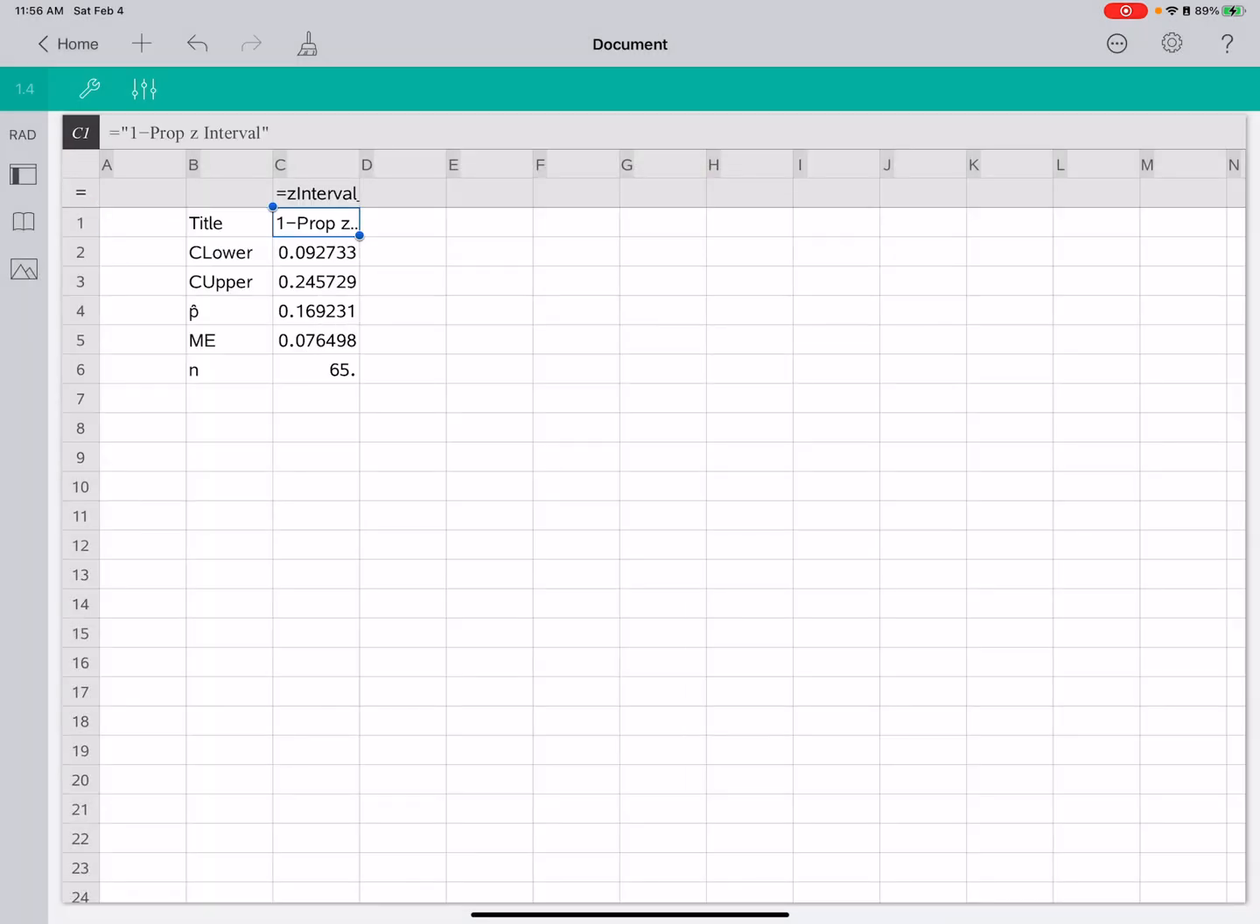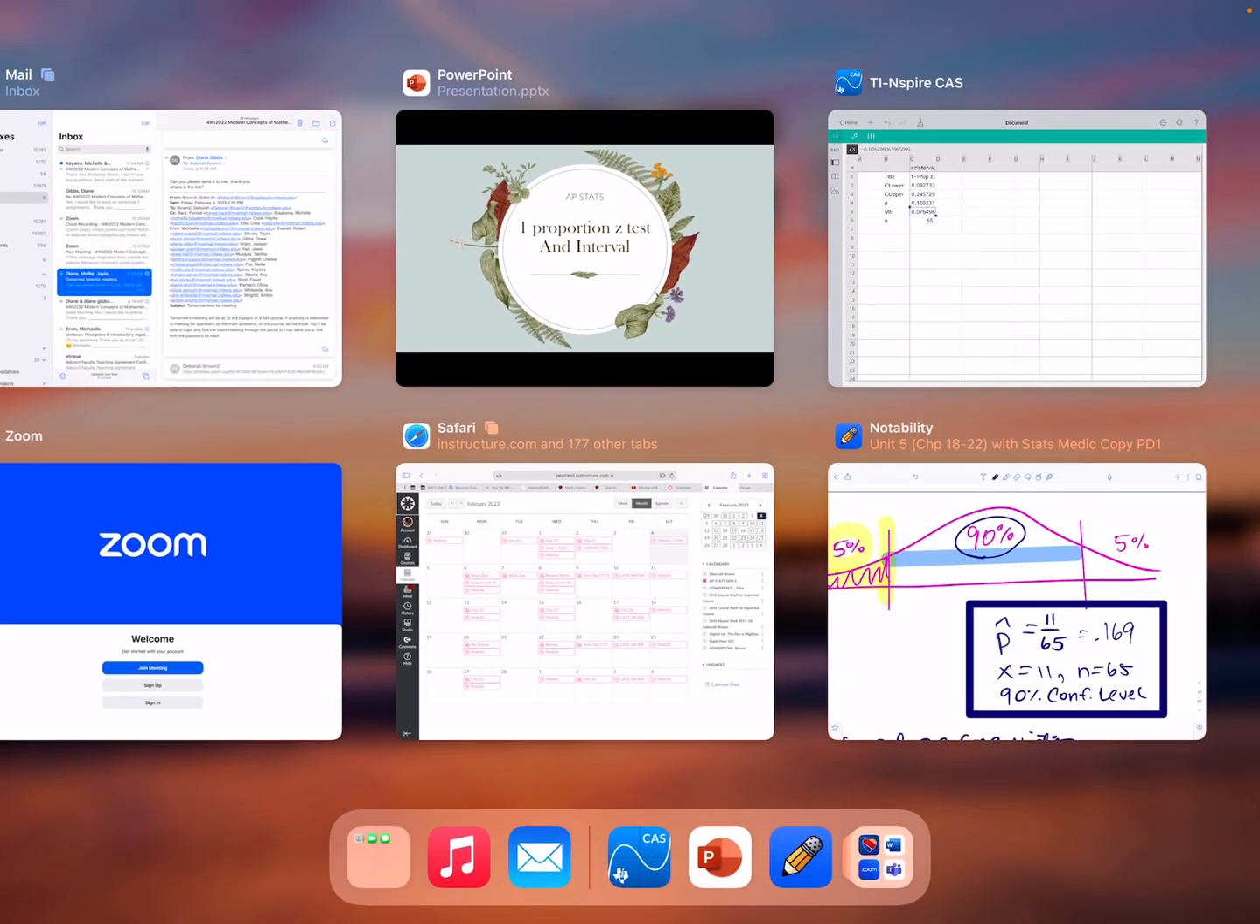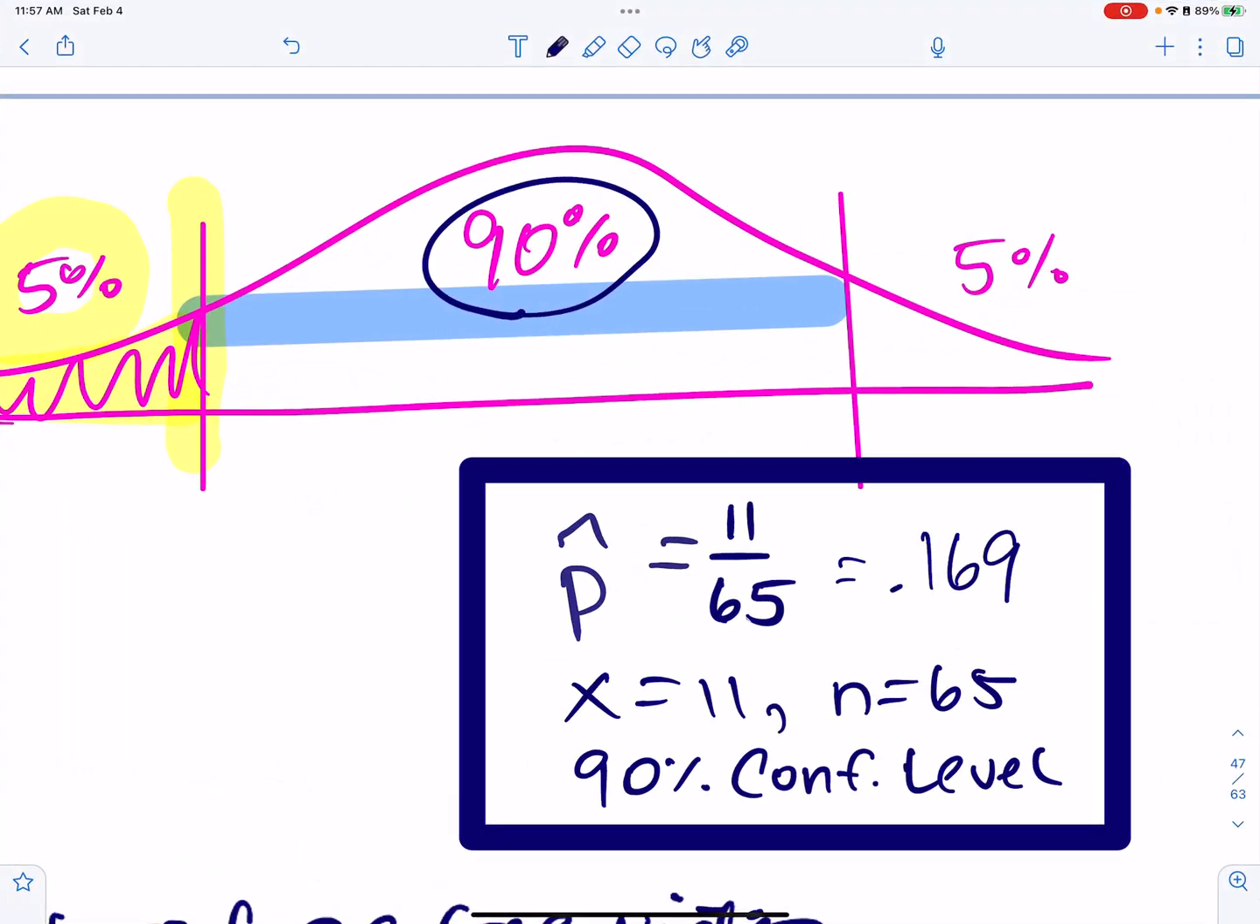So I'm going to be using this data in just a bit. So I've got my confidence interval is going from 9.27% to 24.57%. Look at there, my p hat is 0.169, which we know already because 11 over 65. And then my margin of error is given to me at 0.0764. Okay, so I've got that information on the side, and I'll keep referring to it as I need it.